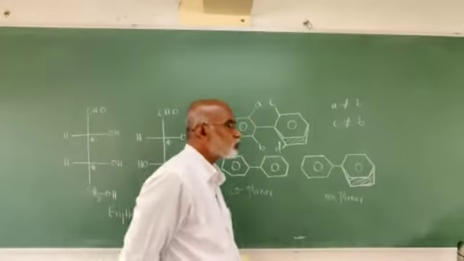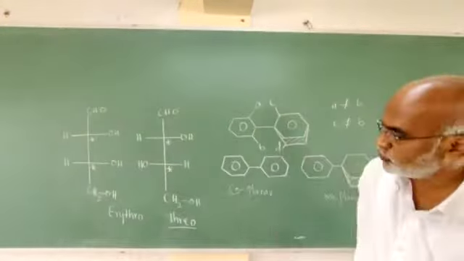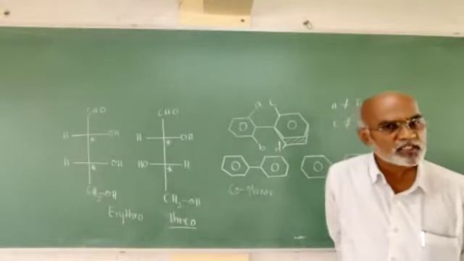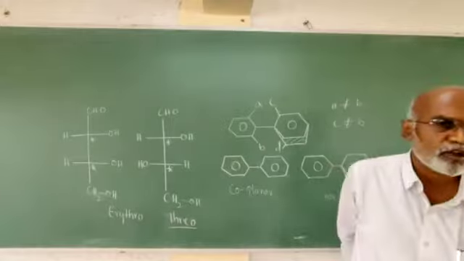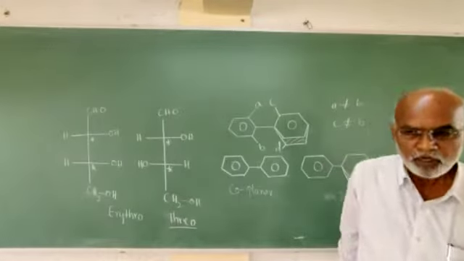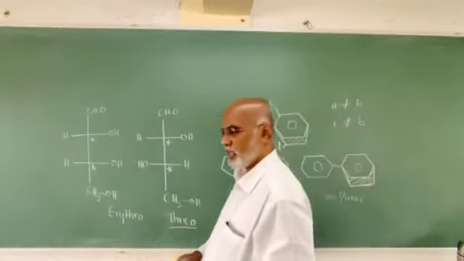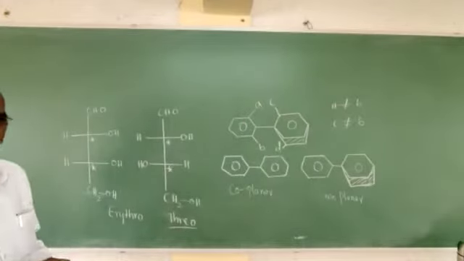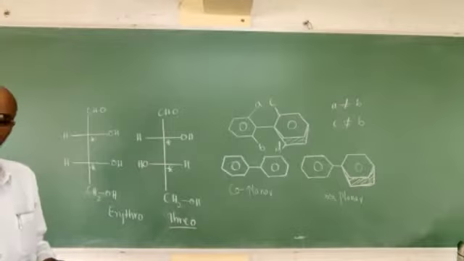Students, coming to the discussion of threo and erythro isomers. The threo and erythro isomers arise only when the molecule contains more than one chiral carbon. When a molecule contains more than one chiral carbon atom, more than one structure and more than one isomer are possible for a given molecule.